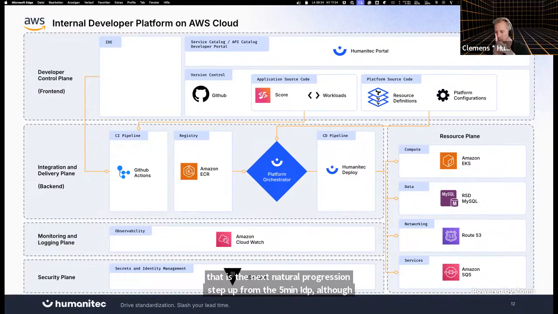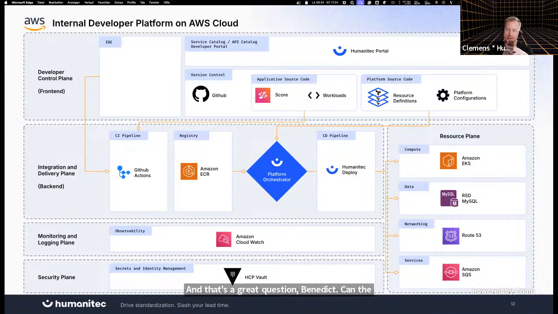and that's a great question, Benedict. Can the orchestrator work with on-premise systems like vSphere and ESXi? I tend to say yes, depending on what you want to deploy and the orchestrator, right? If it's the orchestrator that Humanitec provides, the Humanitec Platform Orchestrator, then it can actually deploy containers on top of container-enabled vSphere clusters. Yes.